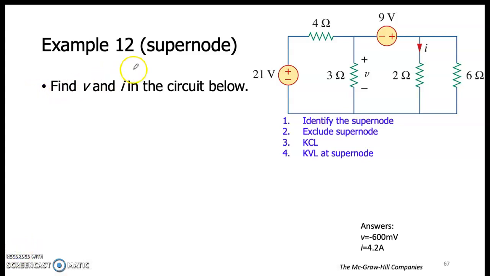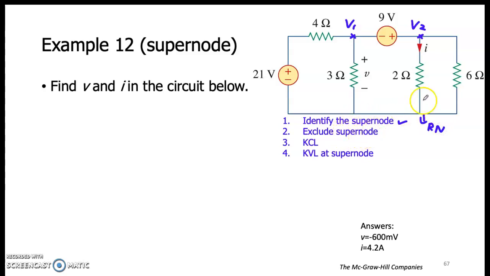Let's see this example 12. Okay, first you need to identify if there is any supernode. So what is a supernode? A supernode exists between two non-reference nodes. So these non-reference nodes need to be essential nodes, meaning they need to connect 3 or more elements. So node 1 is connected to 4, 3 and 9. Node 2 is connected to 9, 2 and 6 ohm. So let's say we name them V1 and V2. So next, identify the reference node. So the below one is what we call the reference node.